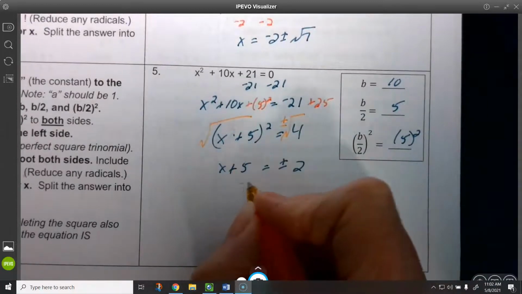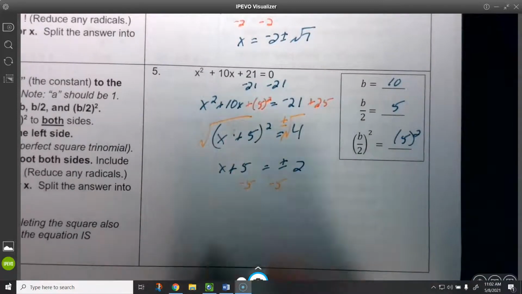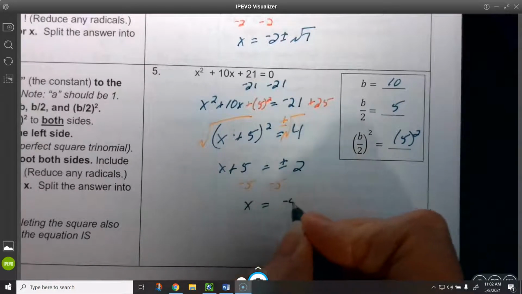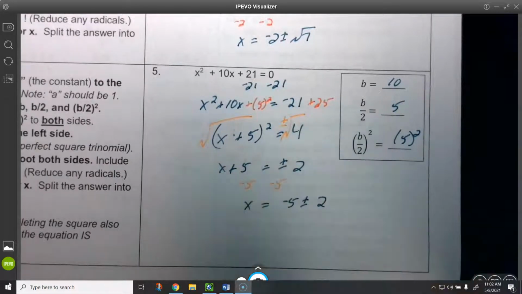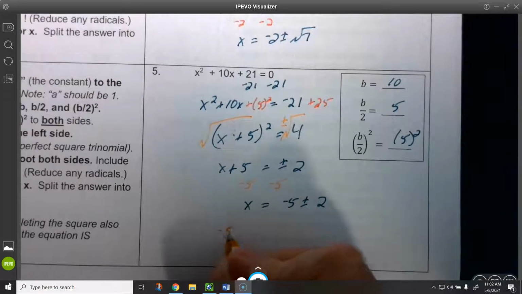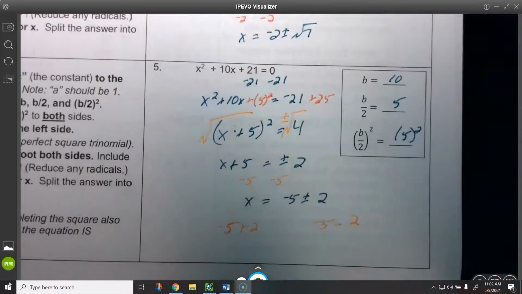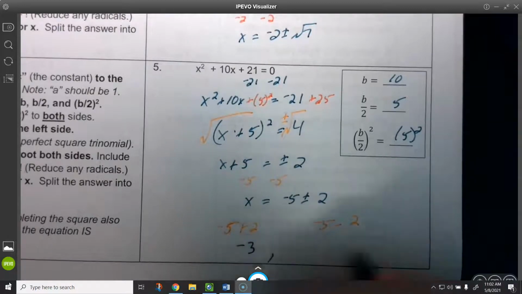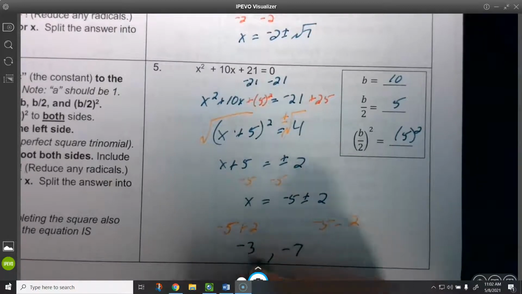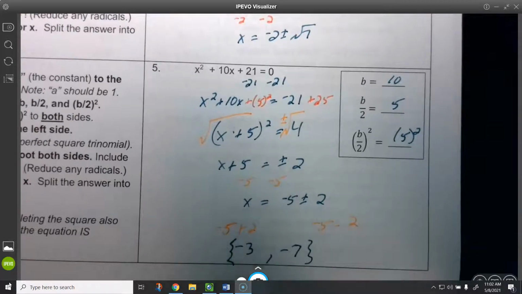This one we get to actually come up with numbers on. That doesn't usually happen on these, does it? X is equal to negative 5 plus or minus 2. So that gives us negative 5 plus 2, negative 5 minus 2. So we get negative 3 and negative 7 as our two solutions.